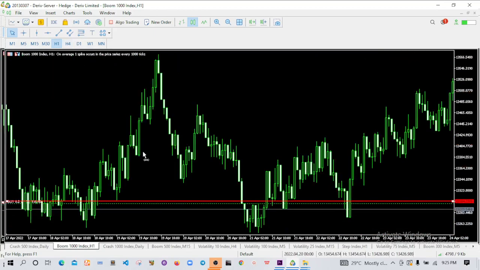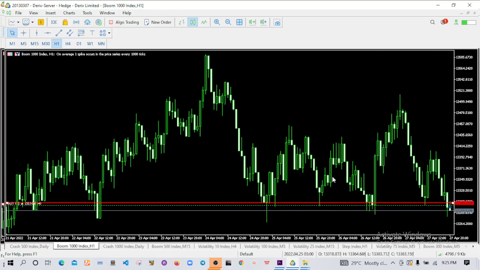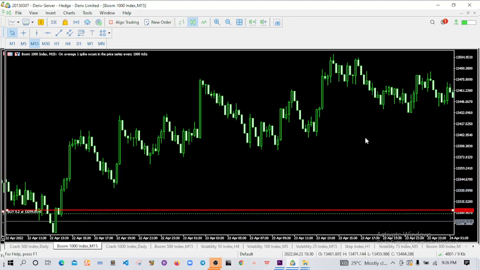Let's see on the 1 hour time frame. Here now on the 1 hour time frame, you can see there's no signal yet to enter the trade. I used the 15 minutes time frame to enter this trade. So if I go to the 15 minutes time frame right now, you are going to discover a pattern.